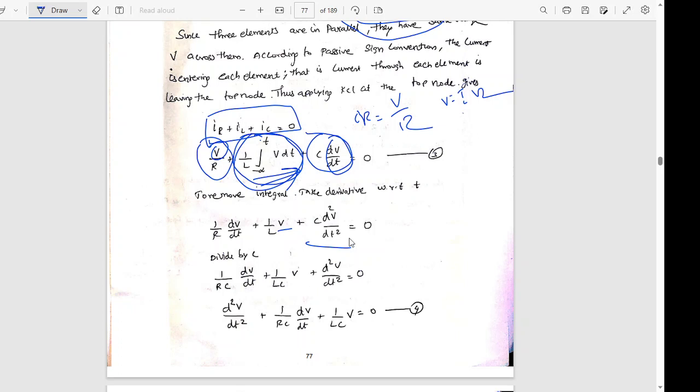So I am going to divide by C. I will get 1 by RC and 1 by LC, and this C will be cancelled. So we get d square V by dt square plus 1 by RC dV by dt plus 1 by LC into V equal to 0, which I am mentioning as equation number 4. So remember this equation.